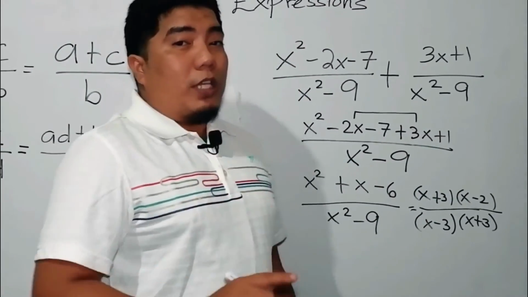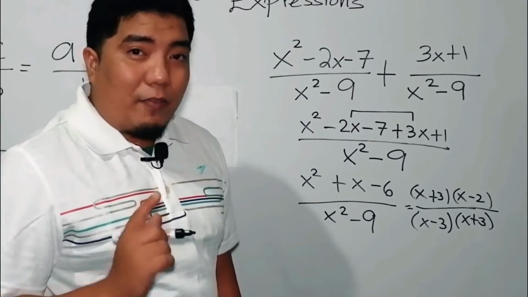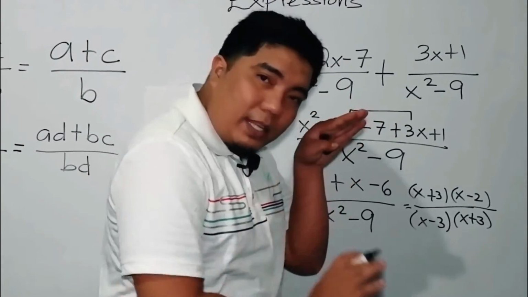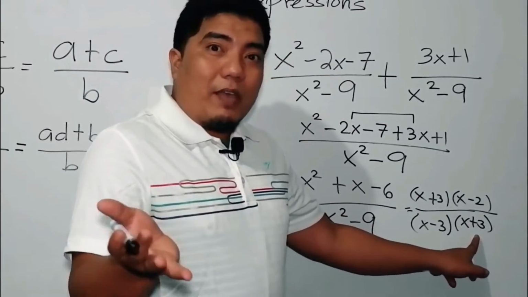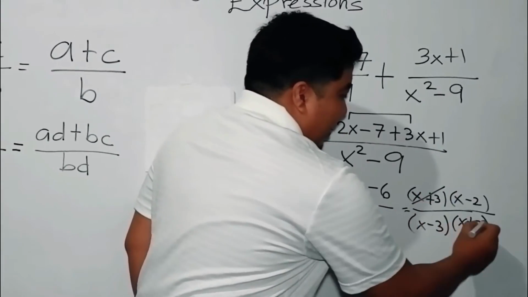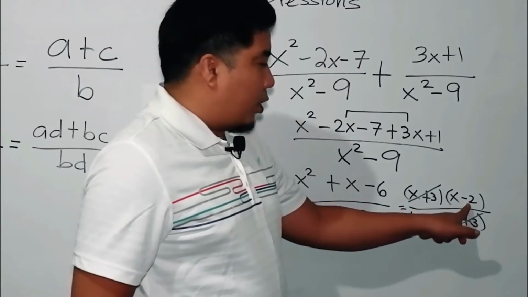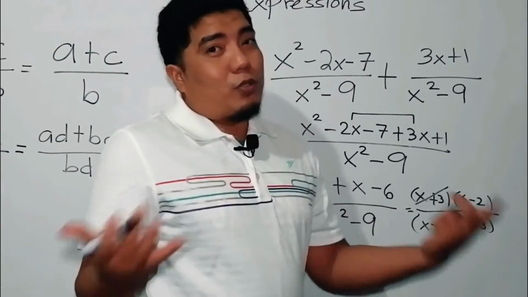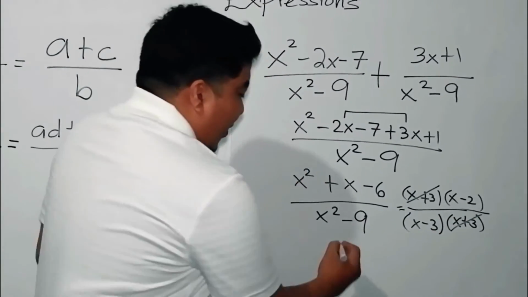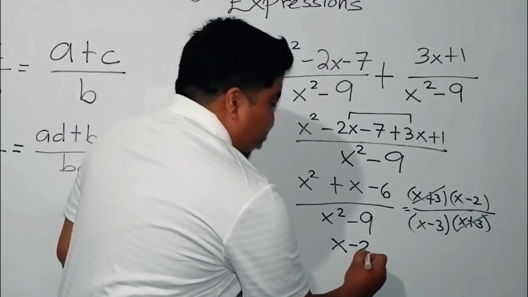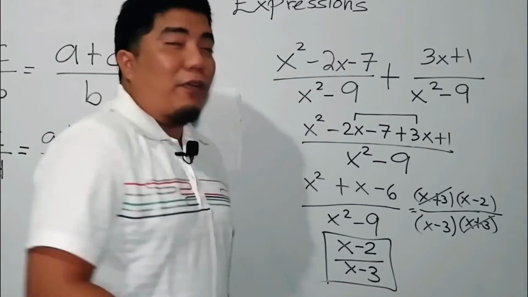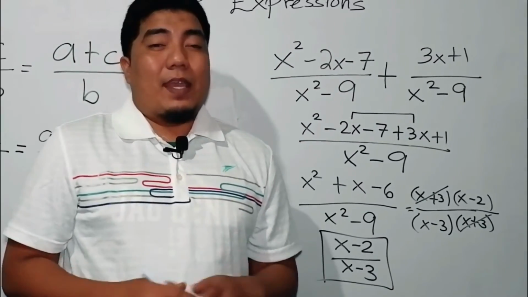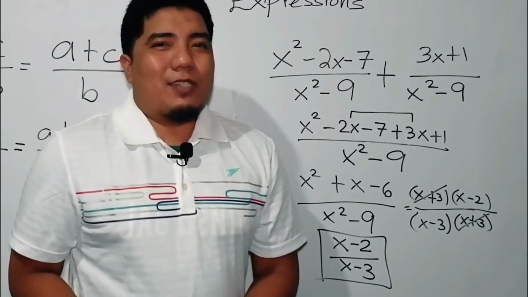The next thing we should do is check for identical factors in the numerator and in the denominator. We have x plus 3 here. We also have x plus 3 there. So you can cancel them. Then x minus 2 here, x minus 3 here. So they cannot be cancelled. Therefore, we have our final answer as x minus 2 over x minus 3. And that will be your final answer. Is it right? Now, let us consider another example.